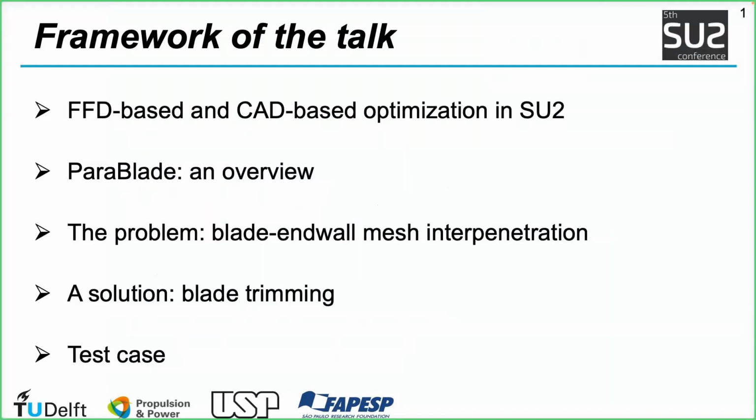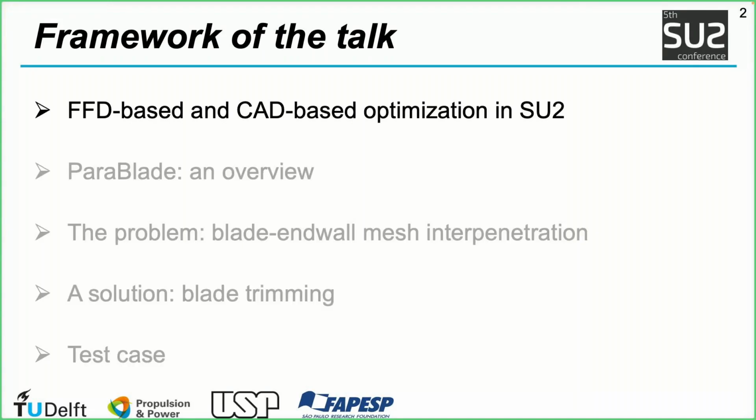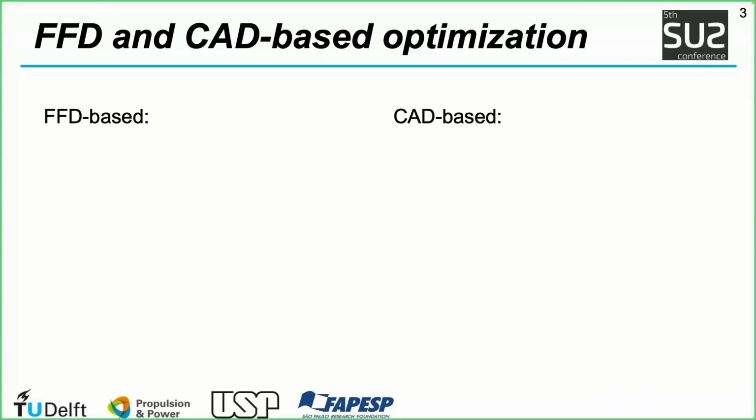Just the framework of the talk: a brief introduction to FFD and CAD-based optimization in SU2, an overview of Parablade, a problem that we were facing when trying to do 3D optimization, a solution for the problem, and then a test case. So let's start with the basics.